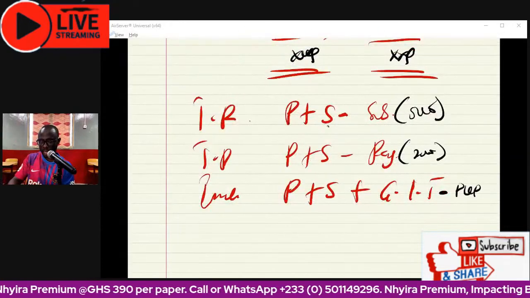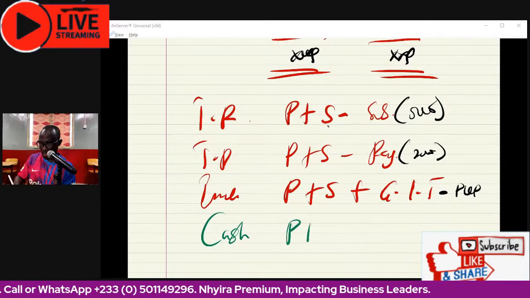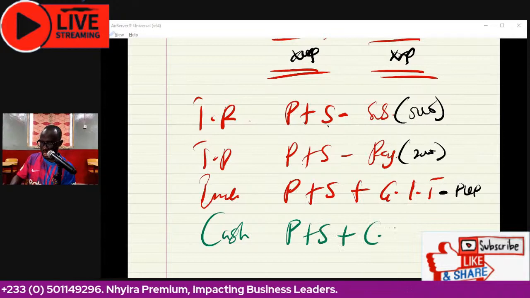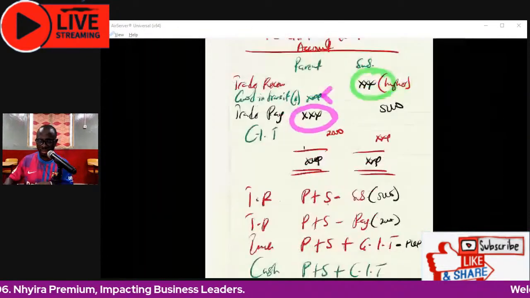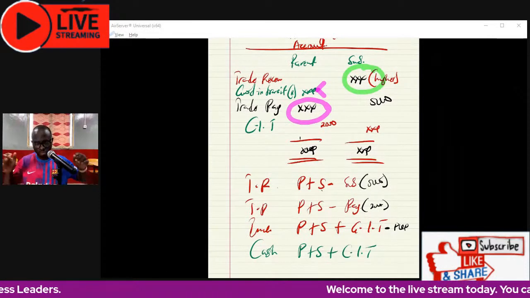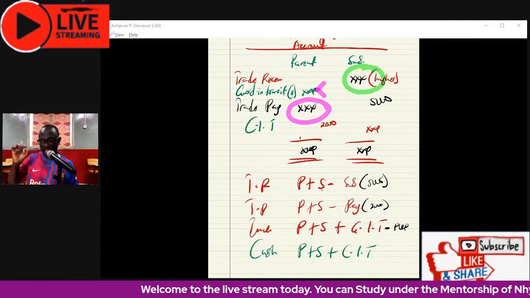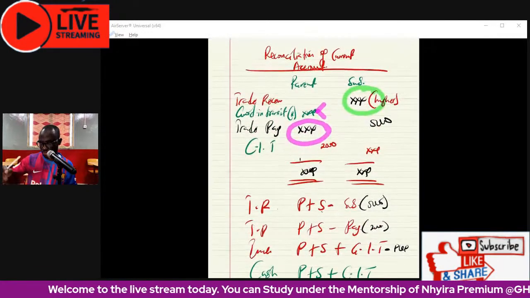But what is going to be happening is that when there is cash in transit, when we write cash, we bring the parent, we bring the sub, then we'll add any cash in transit in that particular case. This is how we reconcile the current account between the parent entity and the subsidiary entity. Any questions, please?